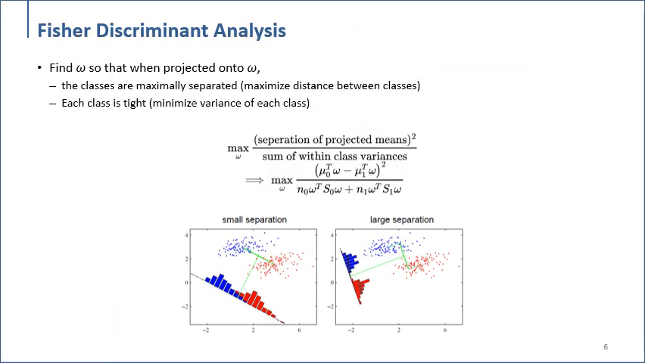So from these statistics, let's do some Fisher discriminant analysis. Our goal is to find omega so that when projected onto omega, the classes are maximally separated. That means maximize the distance between classes, and each class should be tight, so minimize the variance of each class. Between classes they should be maximally separated, and within classes there should be minimum variance.